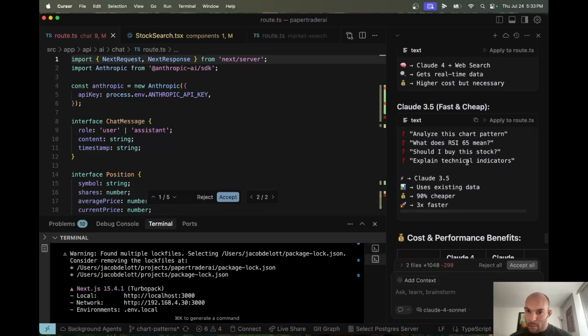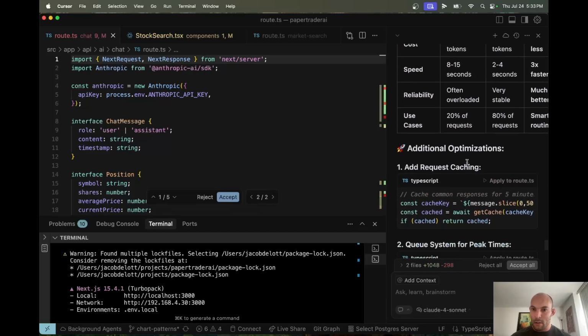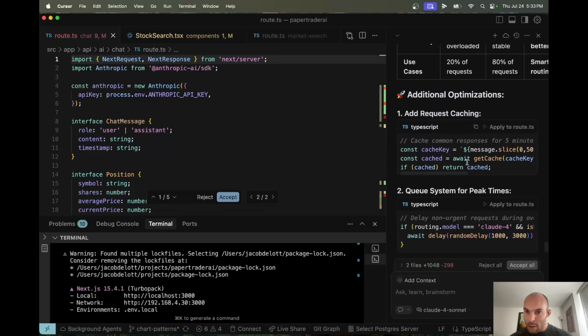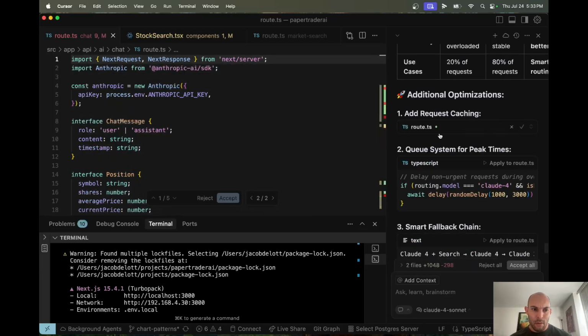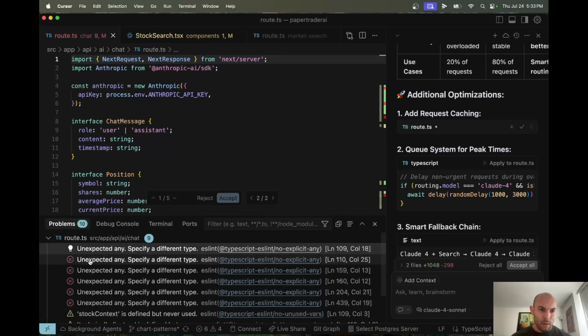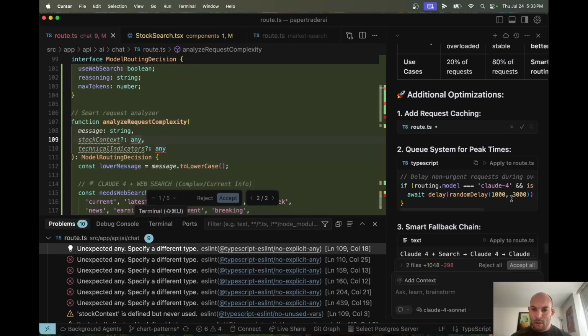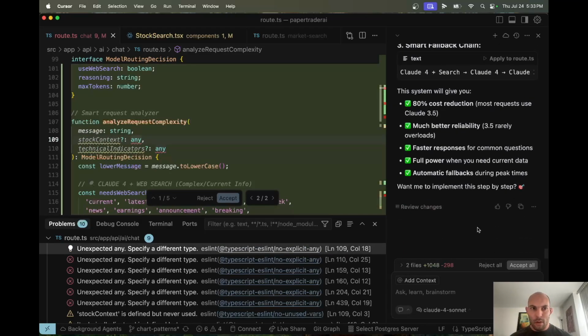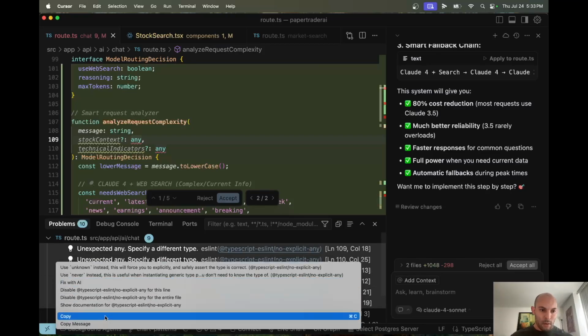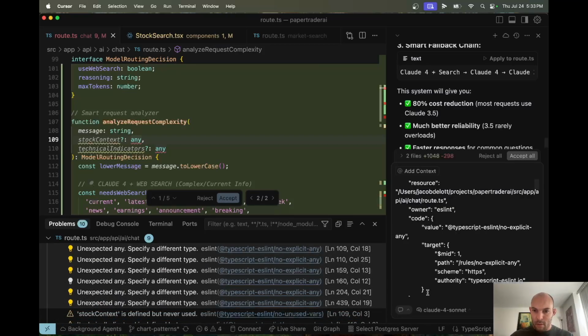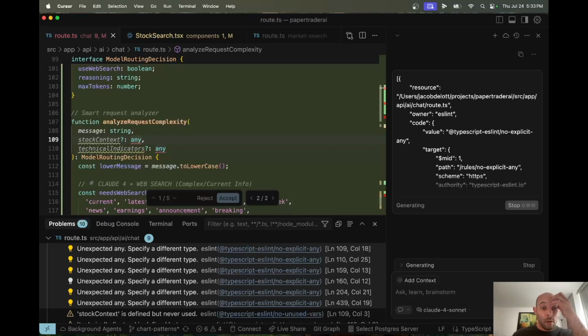Let's see if we can test it. Add request caching. Let's try it. Ooh, we got a bunch of problems from that. Yeah, this is not good. Okay, quick, let's see if it can fix these without killing us.